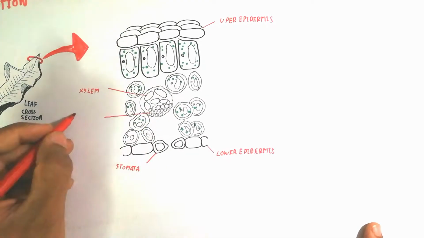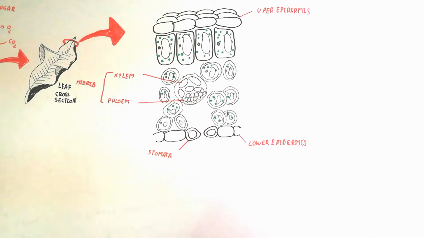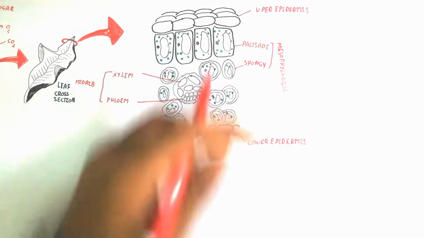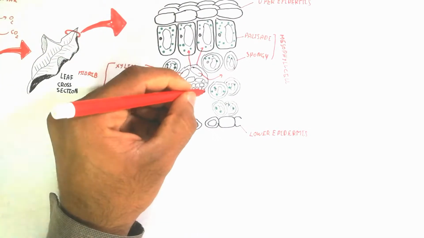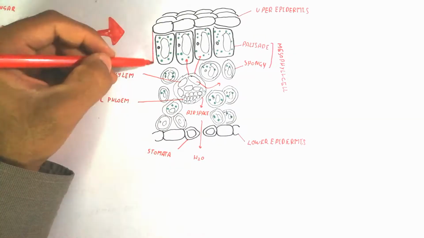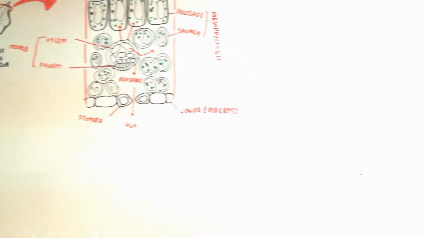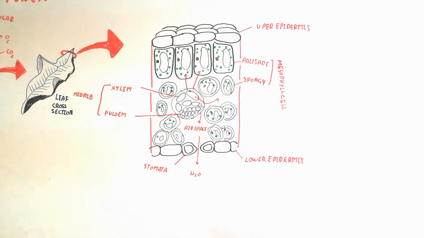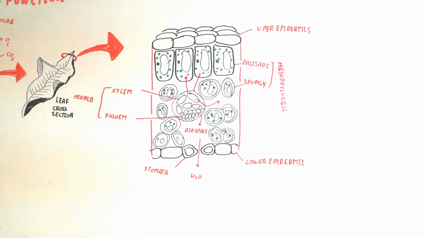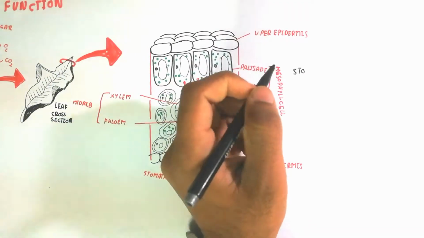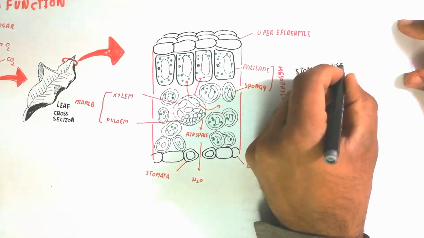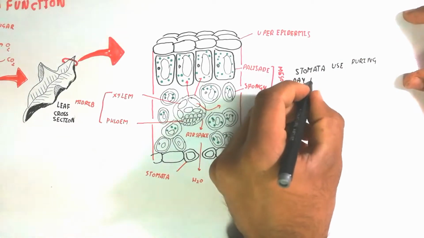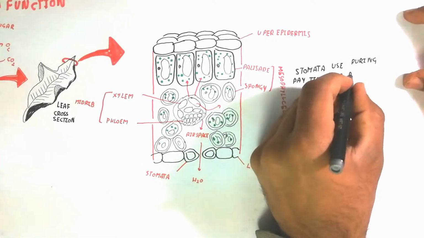The midrib contains a vascular bundle, and down here is the hypodermal or lower epidermis layer. The lower epidermis layer contains stomata. Here is the midrib, which contains xylem and phloem. The xylem carries water from the root absorption, and the air space is also present, and palisade and spongy mesophyll cells are present.